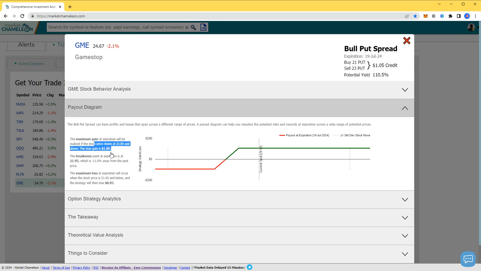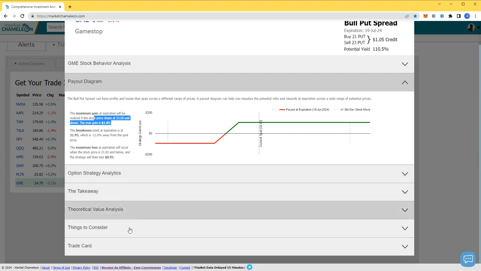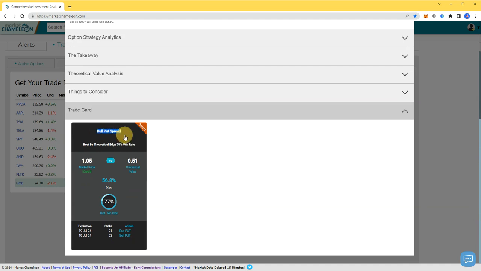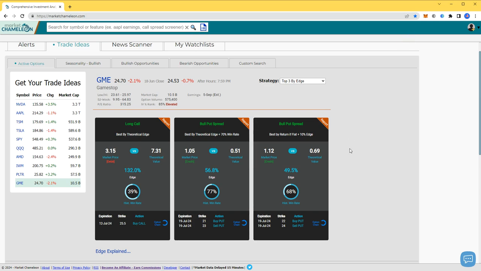And right now you're collecting upfront $105 compared to 50, and you can open all those tabs, but I like to open the last tab right here. Bull put spread. It tells you again, collect 105 compared to $50. This is the trade: sell the 23, buy the 21 put credit spread for July 19. This is just one option. In our next video, we're gonna go over seasonality, all the stocks that are bullish based on history in this time of the year.